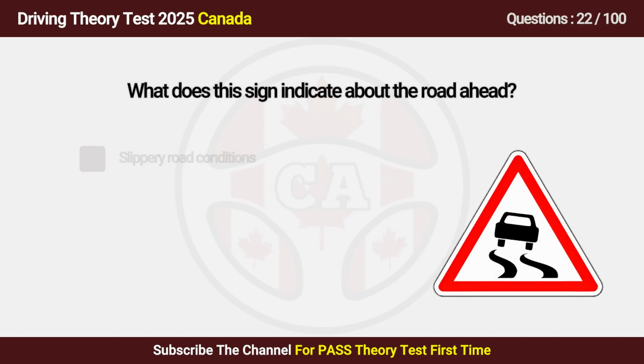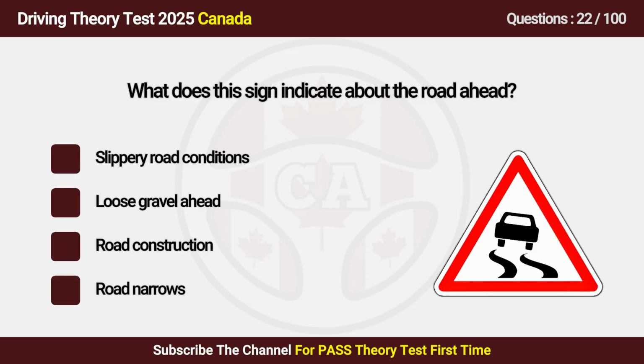Question 22. What does this sign indicate about the road ahead? A. Slippery road conditions. B. Loose gravel ahead. C. Road construction. D. Road narrows.